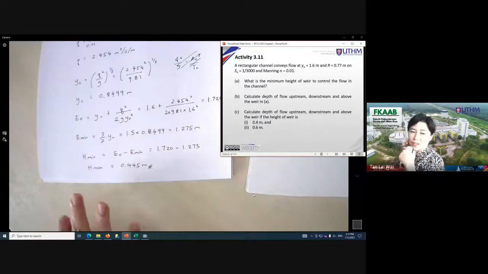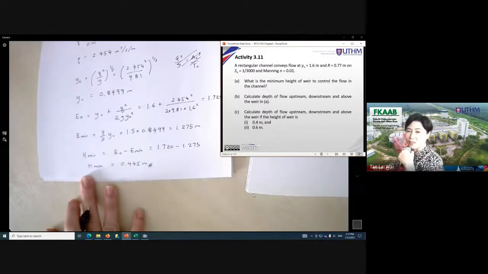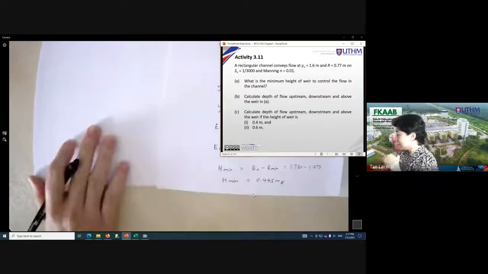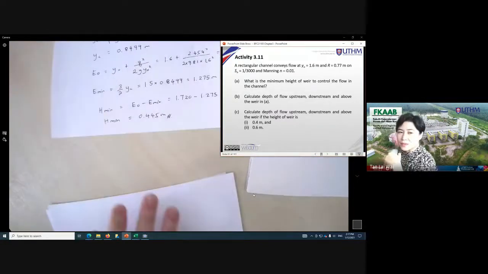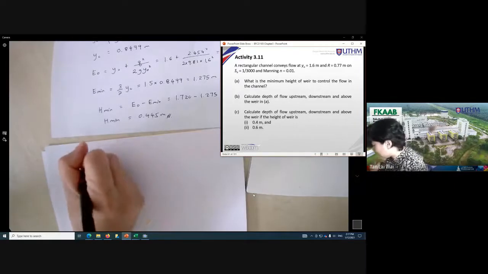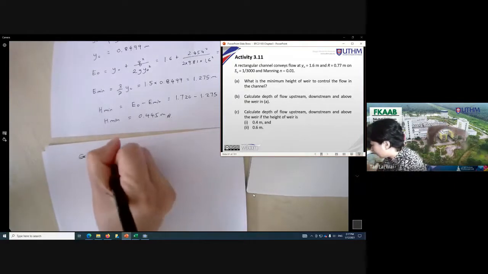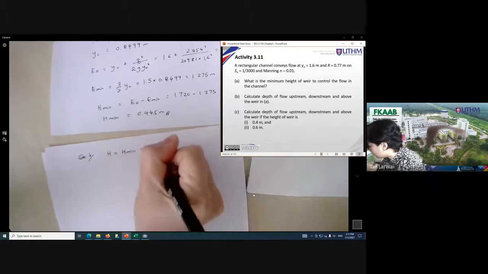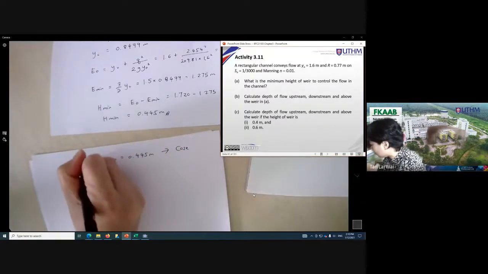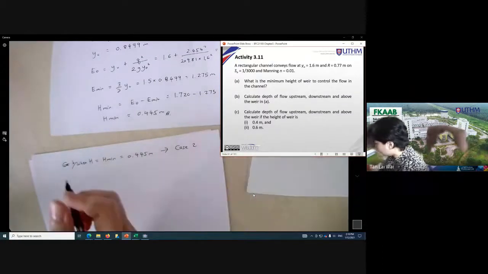Now, we have already answered the first part of the question, minimum height. That is done. Second part of the question asks us to calculate the depth. That means we need to determine the depth of flow upstream, downstream, and above the weir in A. Question A is actually when H equals H min, which is our case 2, right? So in case 2, if you still remember, H equals H min equals 0.445 meter. Sorry, I should put when H equals H min, right? This is case 2.